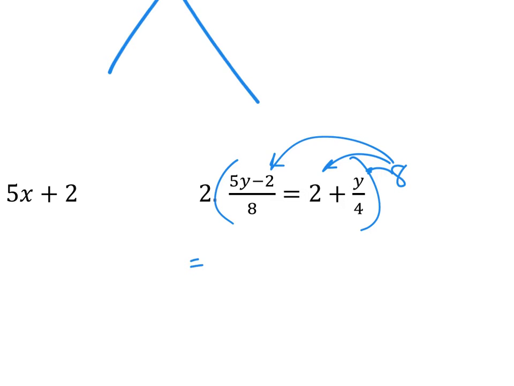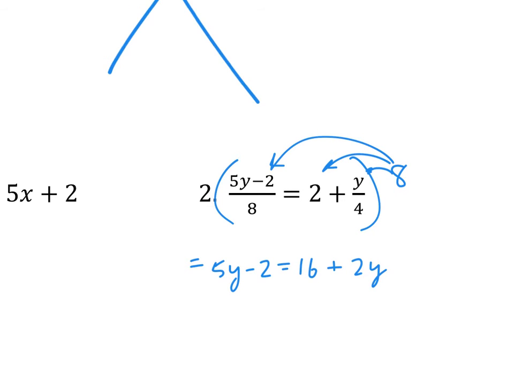Okay, when you multiply over, this 8 cancels with that 8, so we are left with just 5y minus 2. In the middle here, 2 will multiply by 8, so we get a 16. And then this last term here, the 4 and the 8 will cancel, leaving a 2 because it doesn't cancel entirely. So then we end up with 2y.